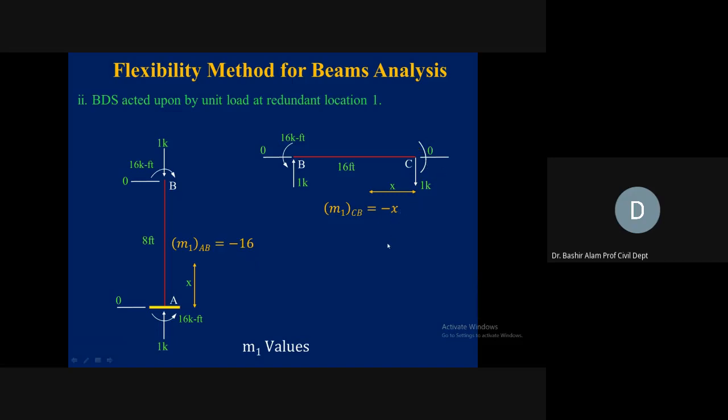So quickly now you can write down M1 for member AB and for member BC. That is, these are minus 16 and minus x. The other information, the limit and the origin and the I values, you already recorded for the capital M value, so you don't need to do that.